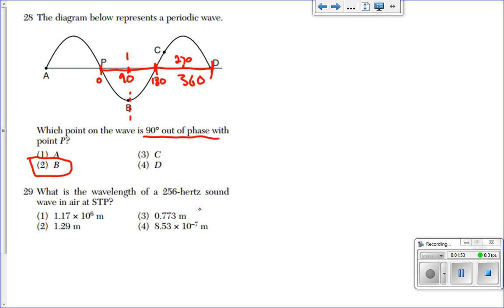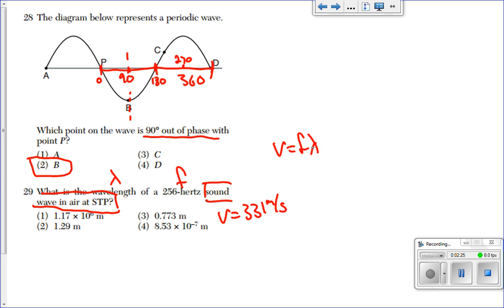Next one, again, very easy if you know that you have some information from the front of your reference table. It's asking us to find wavelength, and it's giving us frequency, and it's telling us we have a sound wave in air at STP. All right, this little thing right here, sound wave in air at STP, that should be sending off alarm bells for you, right? Because you know something about these sound waves. You know that the velocity is 331 meters per second. So you set up a little wave velocity equation here, and you plug in your numbers.